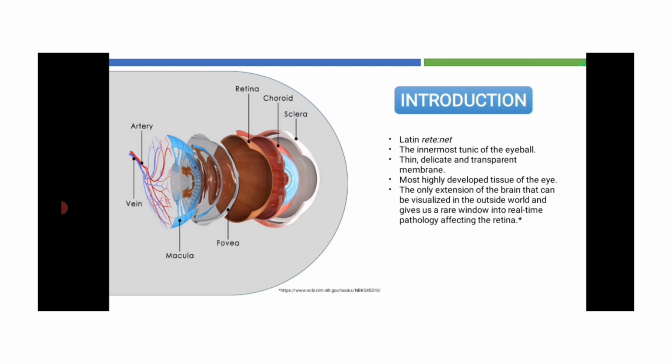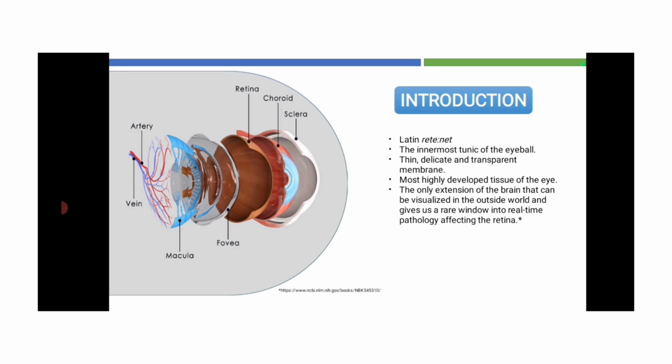Coming to the introduction first, what is retina? The word retina comes from the Latin term rete, which means net. And that makes pretty much sense because the retina acts like a neural net, capturing light and converting it into electrical signals that our brain interprets as vision.